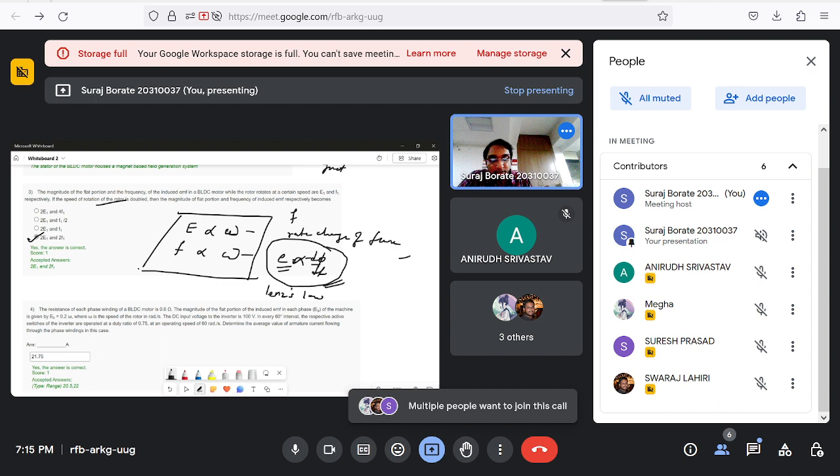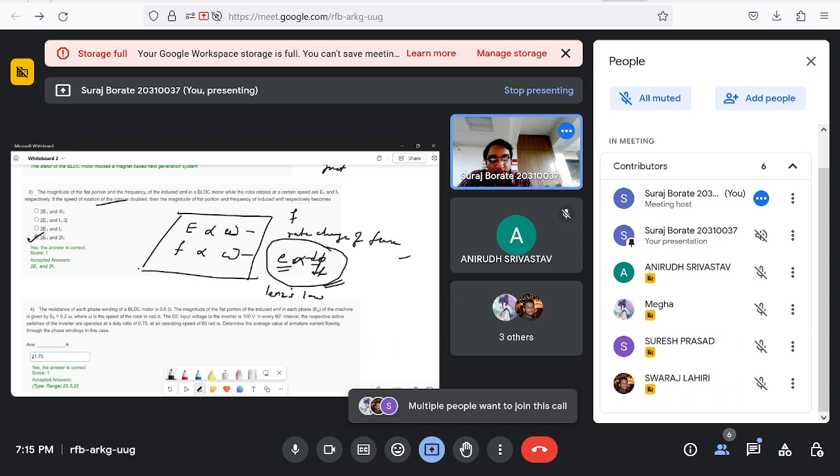So what happens is, if your omega increases, then obviously the 60 degree what you see here will appear faster. And if 60 degree will come much before, then obviously the total cycle time is reducing. If the cycle time is reducing, the frequency is increasing. So that is the intuition. So this is the answer. Let's go on to the next question.